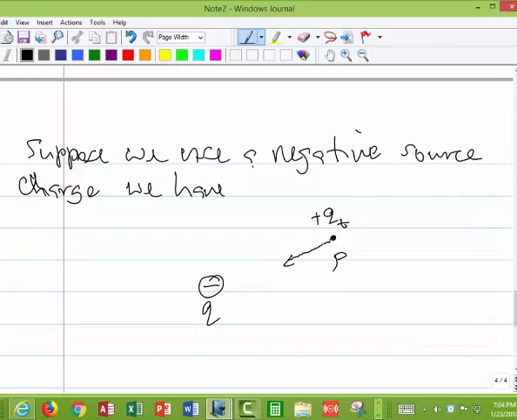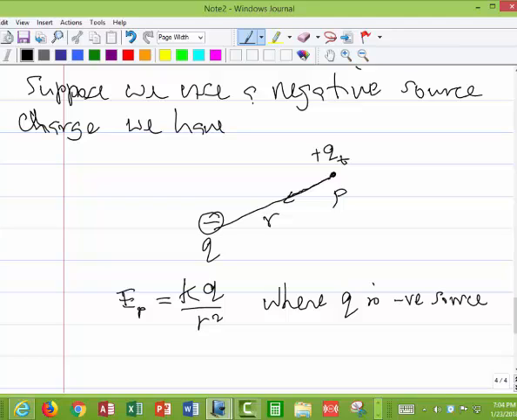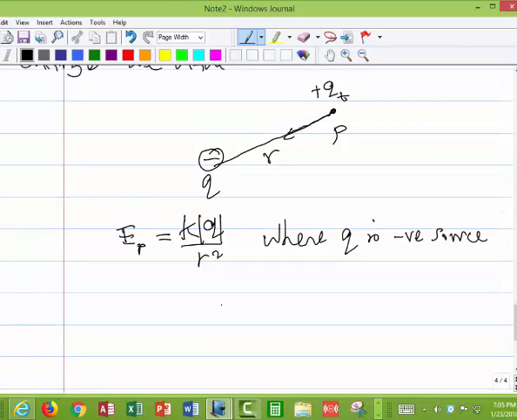If the distance between those two is R, then the electric field at that point P due to the negative source charge is equal to kQ divided by R squared, where Q is the negative source charge. Again, we're using the magnitude. If I put the source as negative 5 microcoulombs, then E is equal to k times the magnitude of negative 5, which is 5. So the electric field is going to be the same.